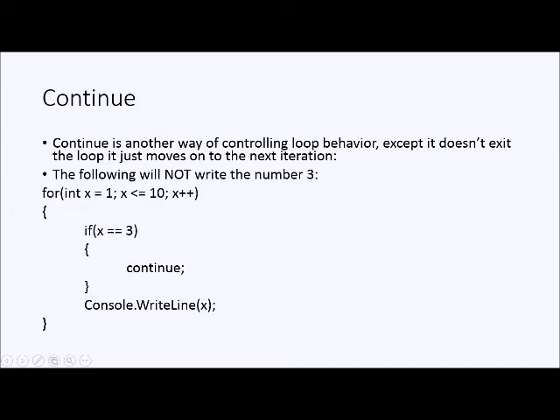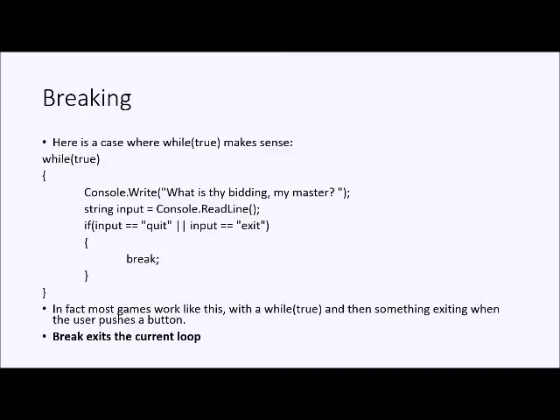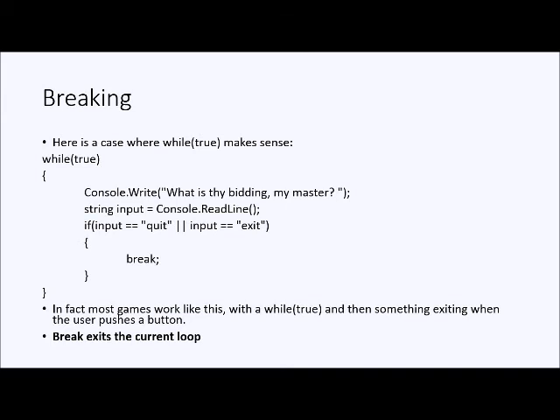Now this particular one, the continue that we're looking at, is going to skip the 3. We'll look at that in a second. I need to back up. So we already showed the break. I did something very similar to what Whitaker is showing, where it says, what is thy bidding, my master? It does a string input console read line, and it forces a quit only if the input is quit or exit. Otherwise, presumably, it's going to do something else. Actually, the truth is, most games work like this. They'll have an outer while loop that just runs the game loop forever until some menu system says break out of that loop and end the application. So a lot of applications work like this.